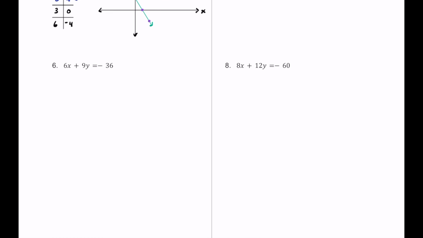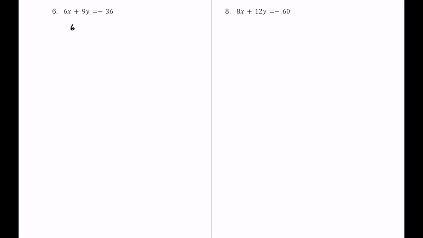For number 6, let's see what we got. We have 6x plus 9y is equal to negative 36. Then we can go ahead and solve for y. So let's take away 6x from both sides here.